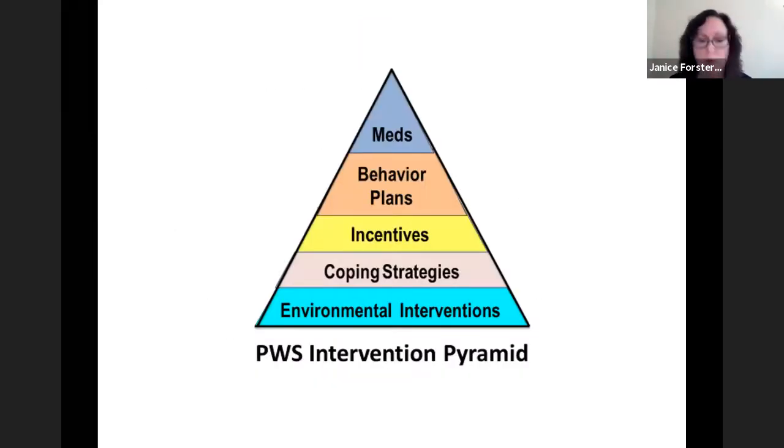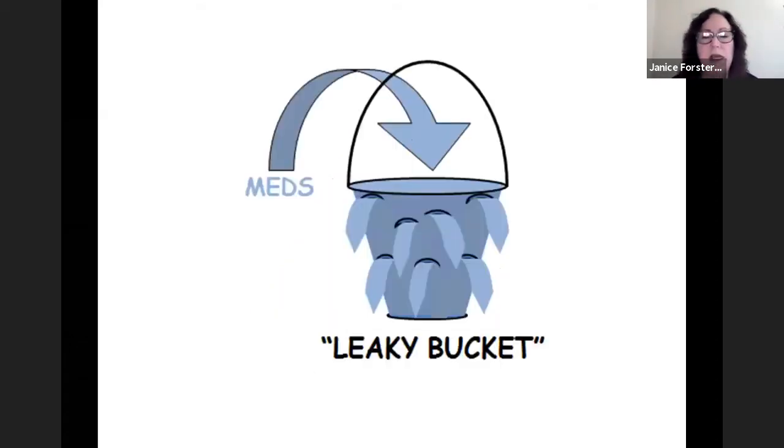So I want to show you the PWS intervention pyramid. You've seen this before and you will see it again. So when a patient presents with mental health and behavioral difficulties, we jump to using medications to extinguish symptoms like putting water on a fire. But we lose perspective that there are so many other interventions that can be tried before we get to the medications at the top.